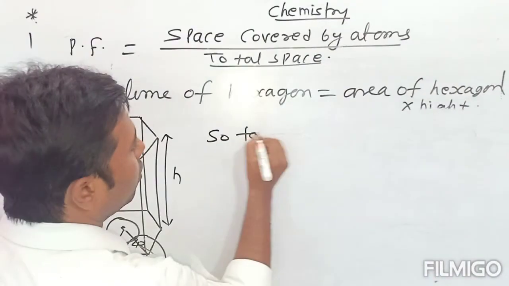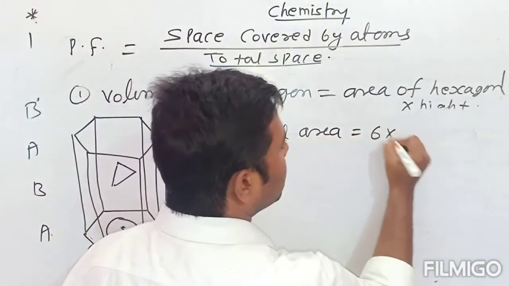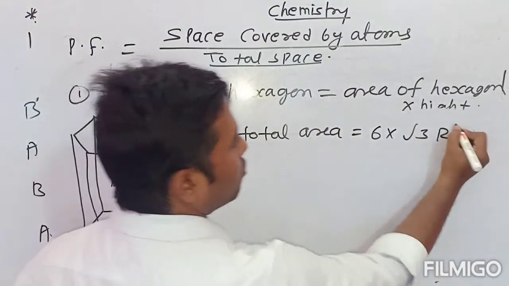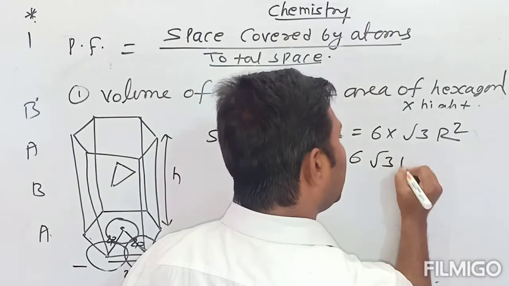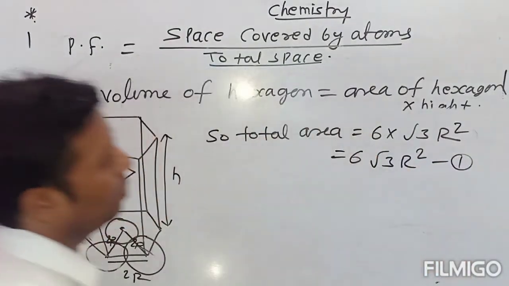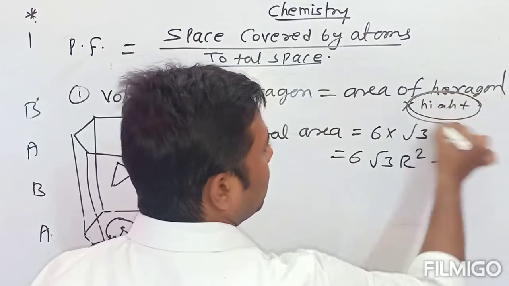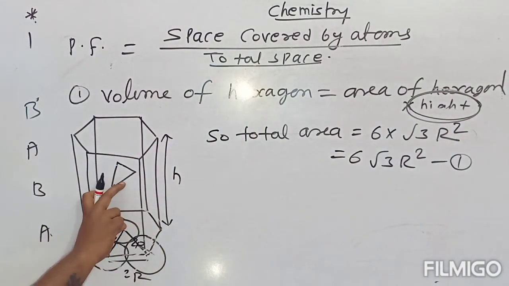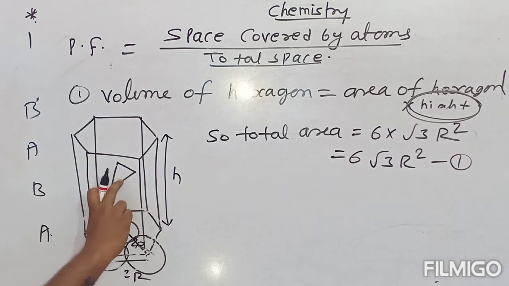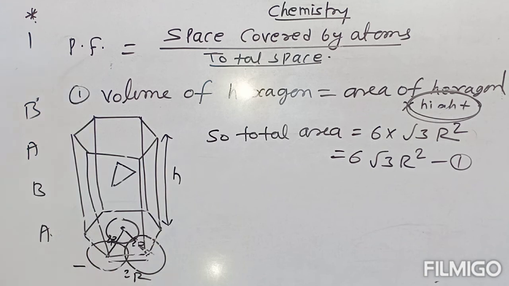So the total area is equal to 6 into root 3 r square, so 6 root 3 r square. This is the total area of the hexagon. Now how can we calculate the height? This is the total height, and this is half of the height. So first you calculate this height and multiply by 2, then automatically the total height will be obtained.